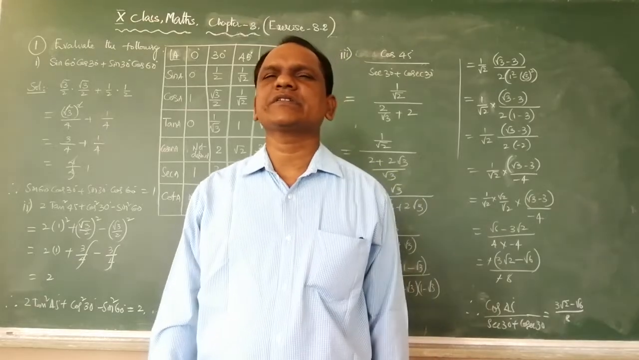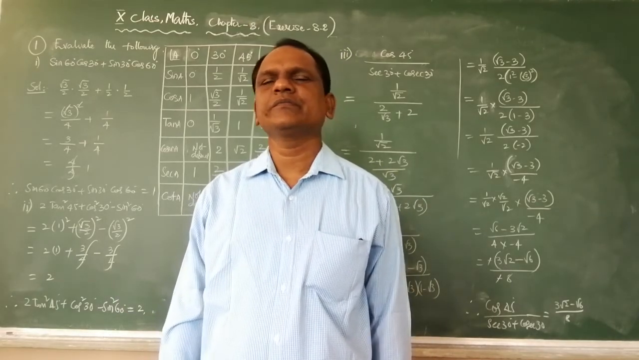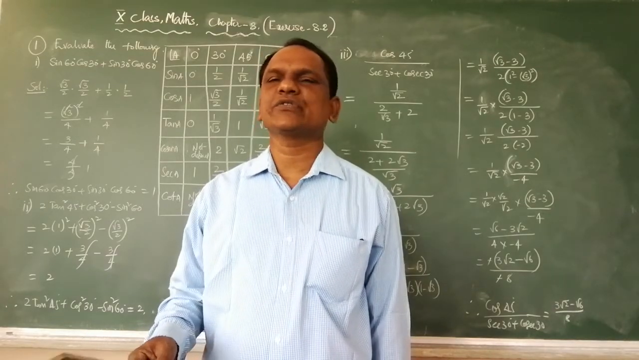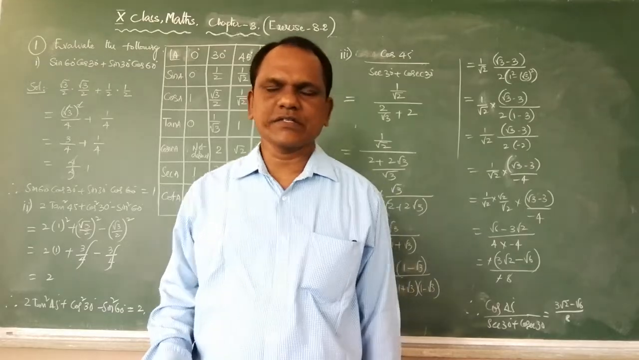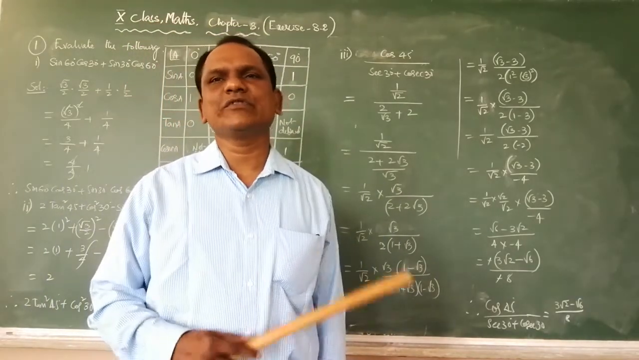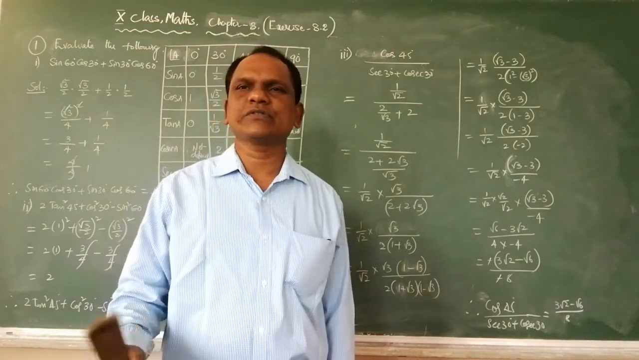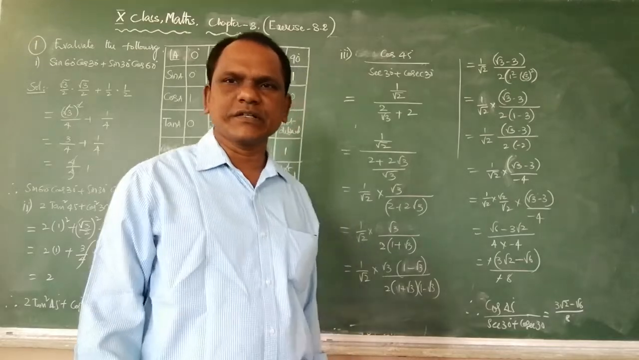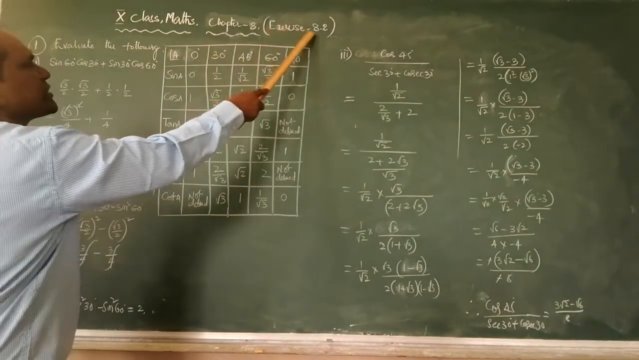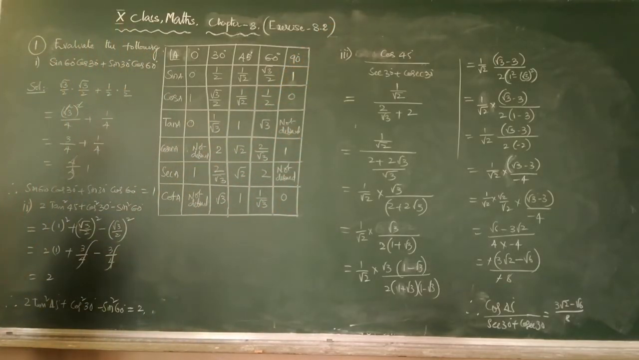Today we are going to discuss exercise 8.2, first problem. These are all based on trigonometric ratios of some specific angles. So the first, second, and third sums, along with the table, are also given on the blackboard. Once you have verified, I am going to explain the first, second, and third sums from Chapter 8, exercise 8.2. Just evaluate the following.